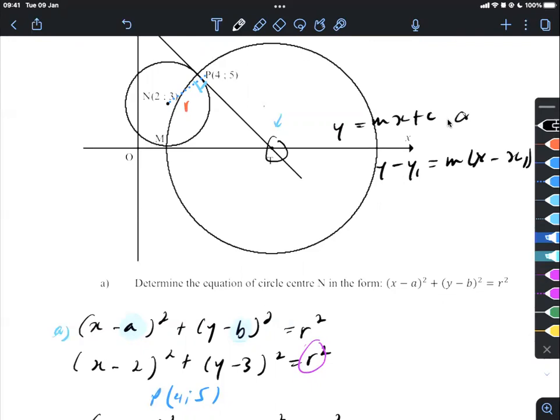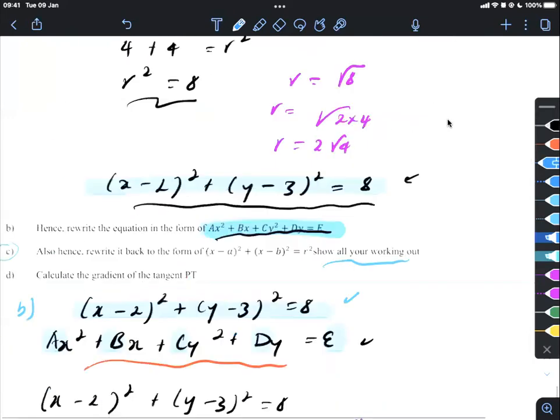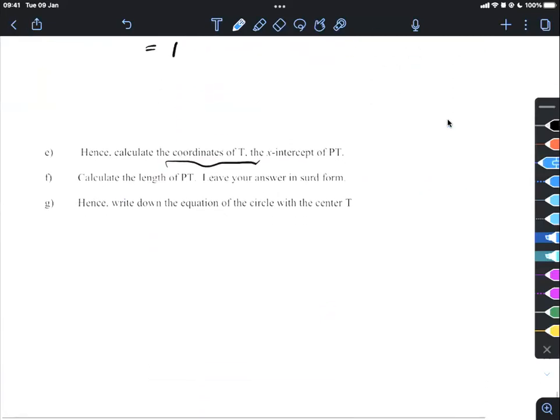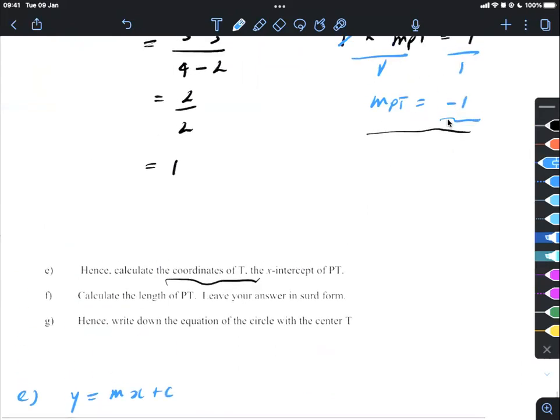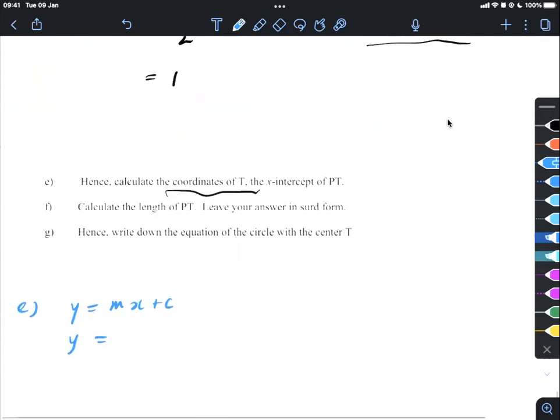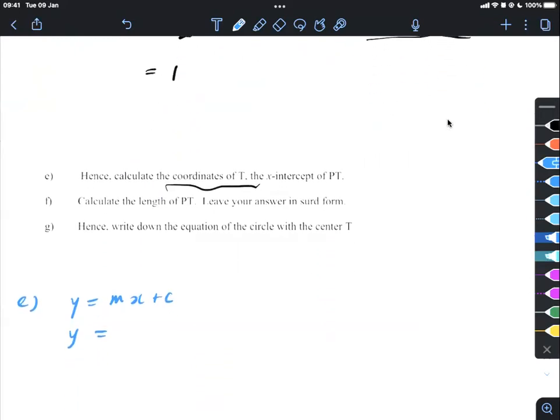So the next thing that we're going to do is, now that we have the gradient, we should substitute the point. The tangent touches the circle at just one point. We should substitute that point, and we should know what the equation of that line is. All right, so I'm going to just do that. It's going to be y equals mx plus c. Remember, the gradient is what we just calculated. Here we write the gradient of the tangent PT, not the gradient of the radius, because the line that we're interested in is the tangent line PT, which is a straight line.